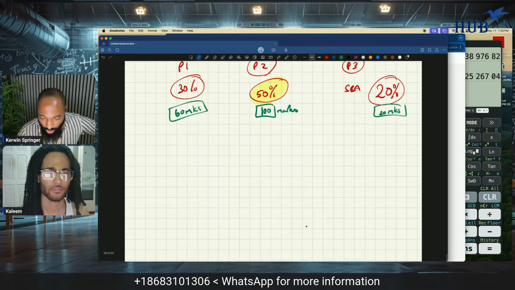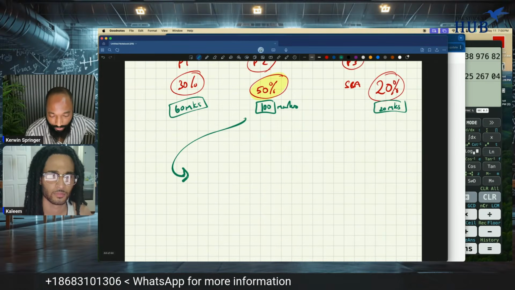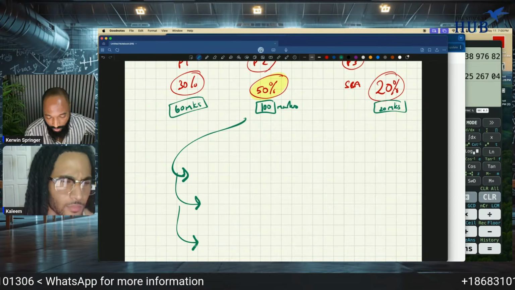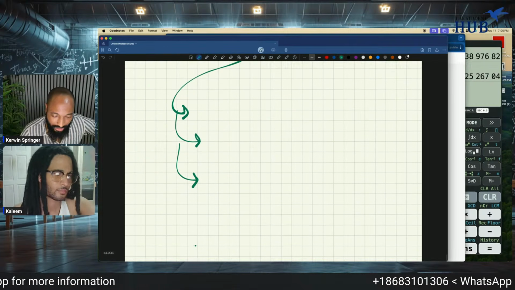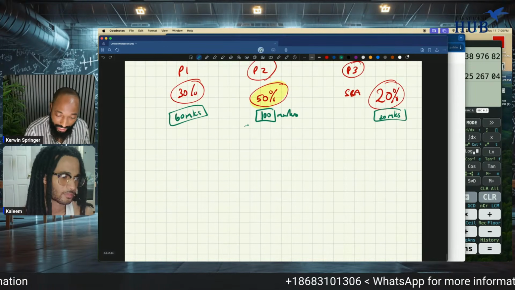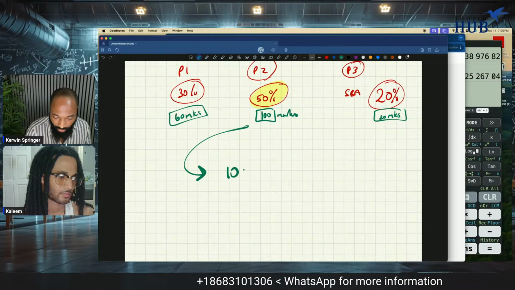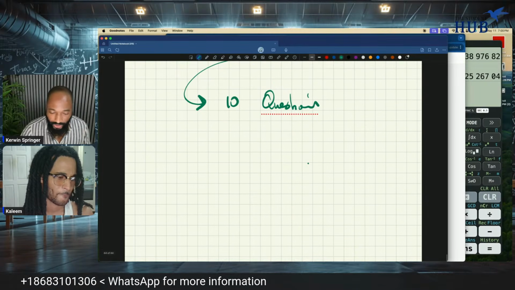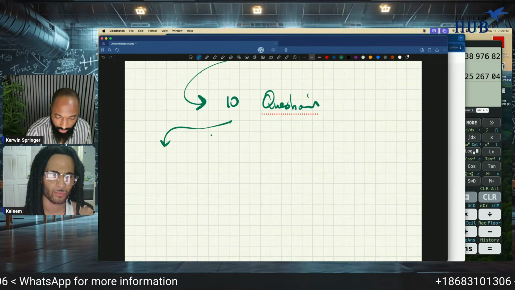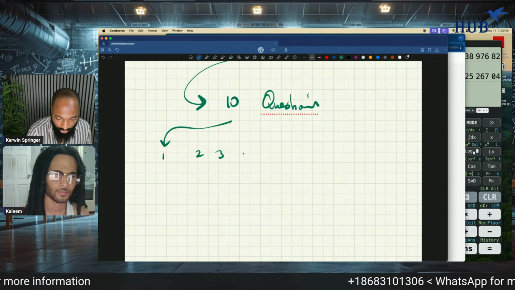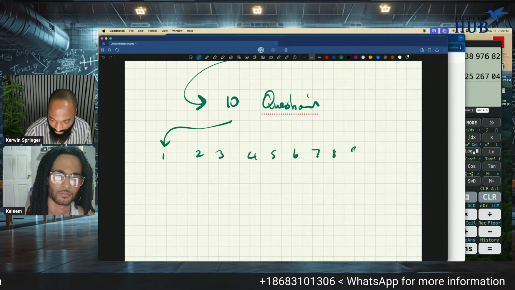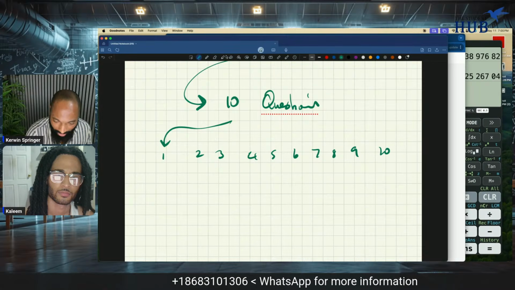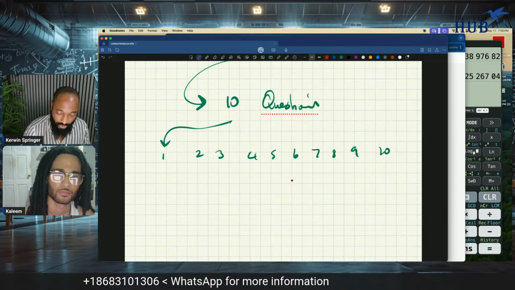So paper 2. How is paper 2 separated? Well, there are 10 questions. You have to kind of plan it. 10 questions: 1, 2, 3, 4, 5, 6, 7, 8, 9, 10. We'd have touched every single question in my class, of course.